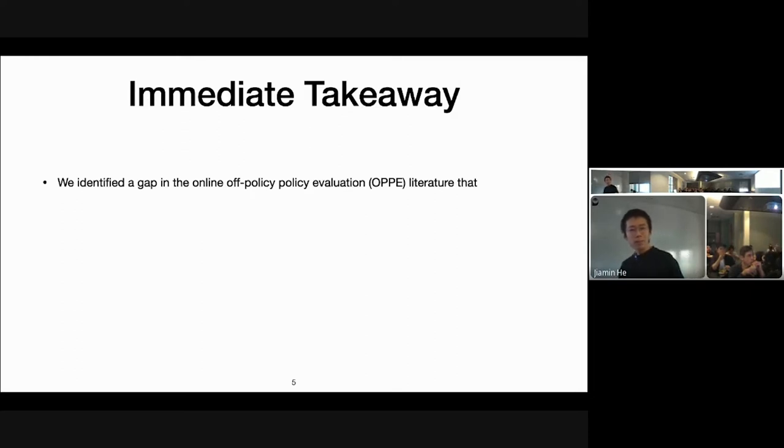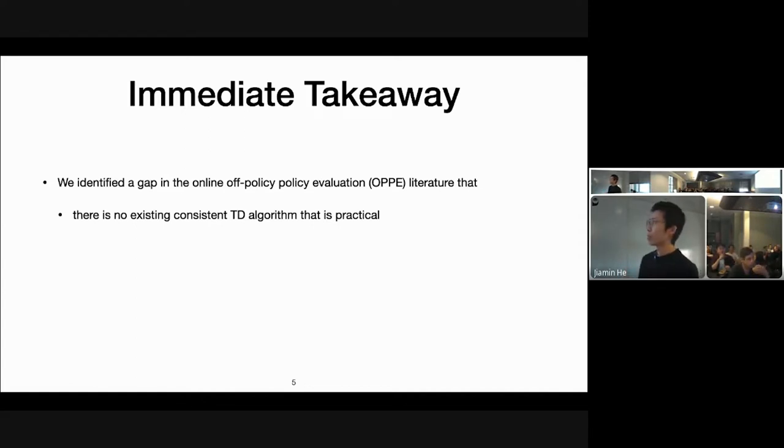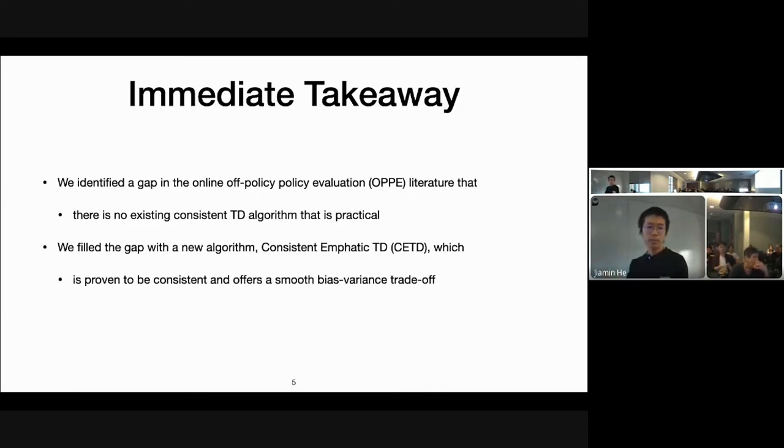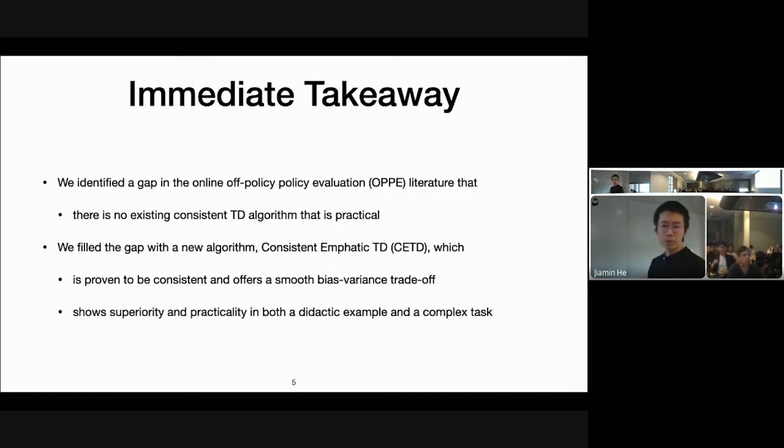Now, I think some people are having some pizza here, and may want something to take away immediately. I just want to let you know that in this talk, we will identify a gap in the online OPPE literature: there is no consistent TD algorithm that is practical. Yep, question. What is consistent? I will define it in a minute, a little bit later. Then we will fill the gap with a new consistent algorithm that we call consistent emphatic TD. This algorithm is going to be consistent and offer a smooth bias-variance trade-off that allows it to be more practical. We show its superiority and practicality in a didactic example and then a complex task.